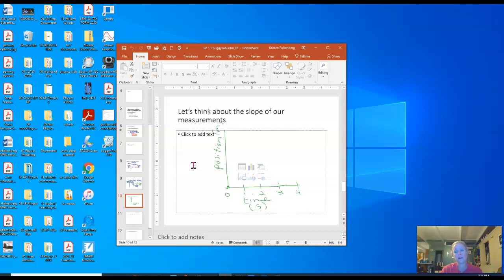So it makes it a little harder doing it with a metronome, but it gives us a slope that means something. Position over time, meters per second.